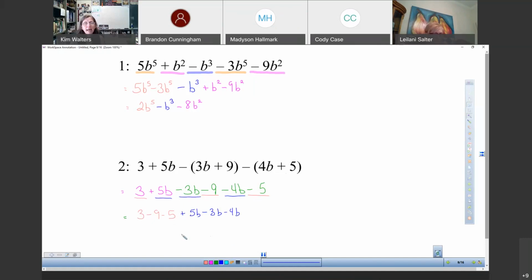Okay. You can skip this step if you want to. I'm not telling you you have to do that. Just be careful. Okay. So 3 minus 9 is negative 6, and negative 6 minus 5 is going to give me negative 11. I'm going to take the next part in pieces. So 5 minus 3 is going to be plus 2b minus 4b. And then finally, my answer is going to be negative 11 minus 2b. And this is it. Questions?